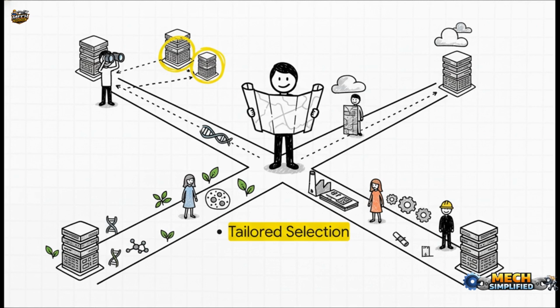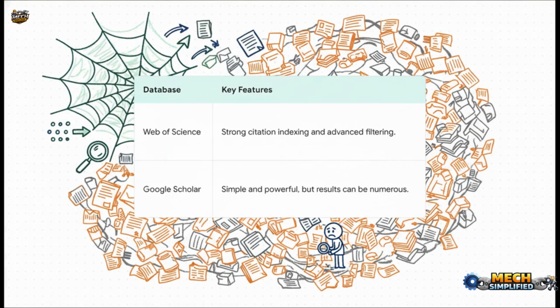Second, your selection has to be tailored to the exact problem you're exploring. A biologist studying genetics and an engineer designing circuits are living in different worlds, so they're going to be using completely different maps, or in this case, different databases. Let's look at two of the heavyweights, Web of Science and Google Scholar.